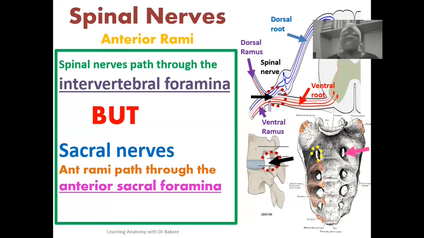So you see that different arrangements are created between the sacral bone and the other vertebral bone. For the sacral bone, the anterior rami are seen to pass through the anterior sacral foramina, while in the upper vertebrae, anterior rami are seen to pass through the intervertebral foramina. So it's good for us to be able to establish these scenarios.